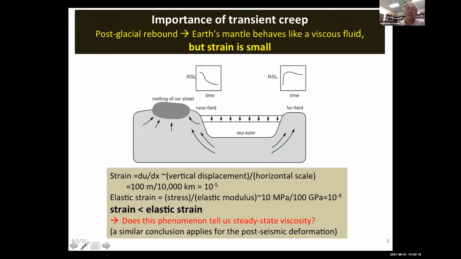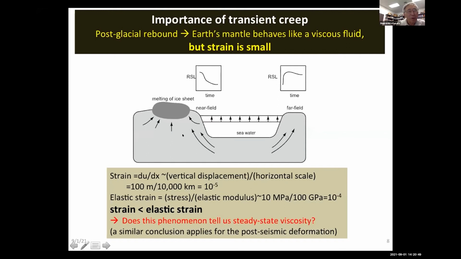So let me talk a little bit about the transient versus steady state creep, as I mentioned earlier. A very powerful technique to infer viscosity distribution of the Earth's interior is to analyze time dependence of the sea level after the melting of the glacier. This is post-glacial rebound. Everyone learns this physics to see how we can infer viscosity of the interior.